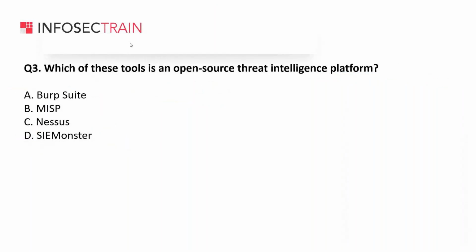One last question: which of these tools is an open source threat intelligence platform? It would be B, which is MISP.